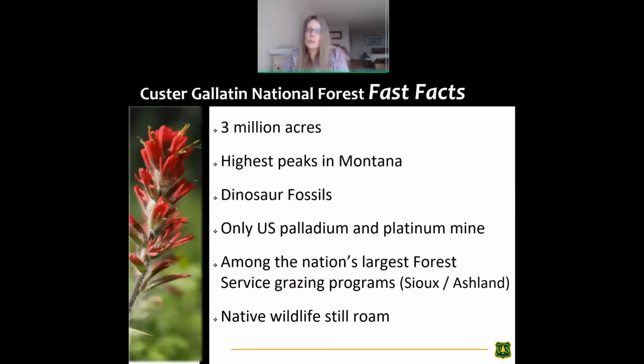The forest is a little over 3 million acres, and with such a wide geographic span, it's a very diverse forest. It has the highest peaks in Montana in the Beartooth Mountains, and out in South Dakota, there are deposits with dinosaur fossils. The only palladium and platinum mine in the United States is located on this forest in the Stillwater area. And out in eastern Montana, there are very large grazing programs in the Sioux and Ashland Ranger districts. And also, this is an area, especially in the greater Yellowstone area, where the native wildlife still roam. Grizzly bears, wolves, bison, we've got it all here.